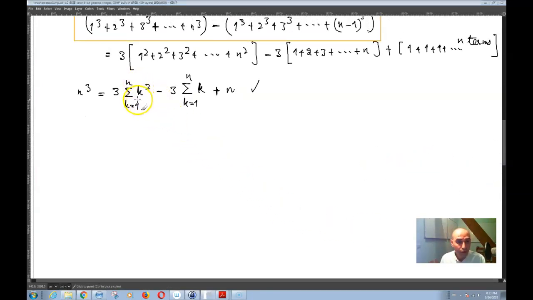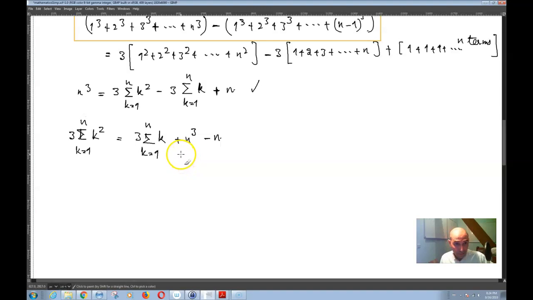So basically my goal is to calculate sigma k squared as k goes from 1 to n. So I keep it on this side of the equation, so I write it as 3 times sigma k squared as k goes from 1 to n, and then take everything to the other side of the equation. For example, this becomes 3 times sigma k as k goes from 1 to n. Okay, and then I have plus n cubed over there, and then I have negative n over there.